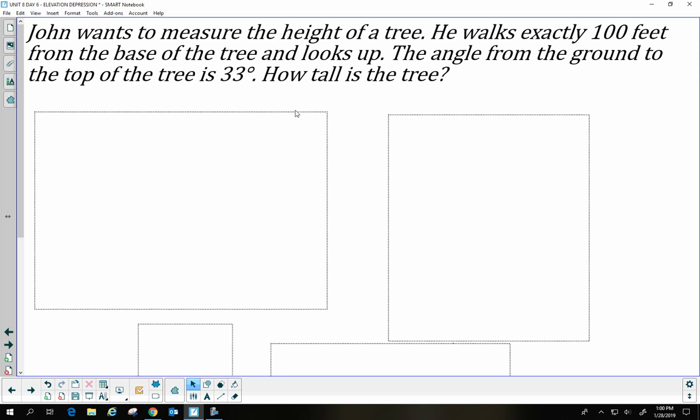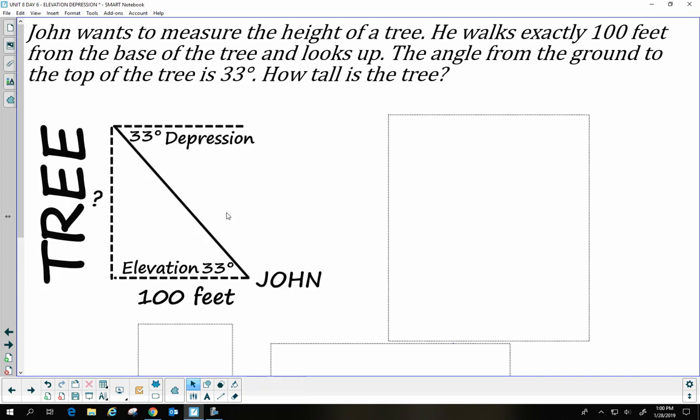So here we have John looking up at a tree. He's 100 feet away from the tree, and his angle of elevation to the top of the tree is 33 degrees. Now, like I said, I'm not an artist. I'm not going to try and be an artist. Some of y'all are way more creative than me, and so you can be creative here, but I'm just going to use words. I have a tall tree, and I have John standing on the ground.